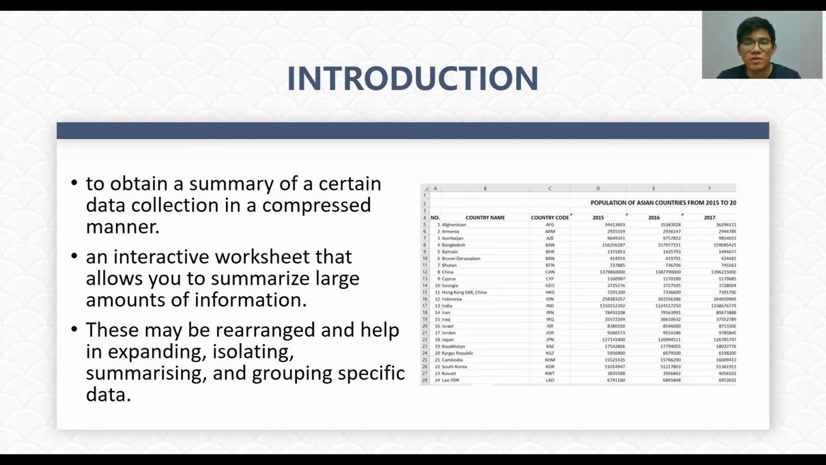A pivot table consists of column, row, page, and data fields. These might be rearranged and help in expanding, isolating, summarizing, and grouping specific data. We will study the population of Asian countries from 2015 to 2020. And for data analysis, we will apply a pivot table as a tool to examine and analyze Asian country population data for 2015 to 2020.